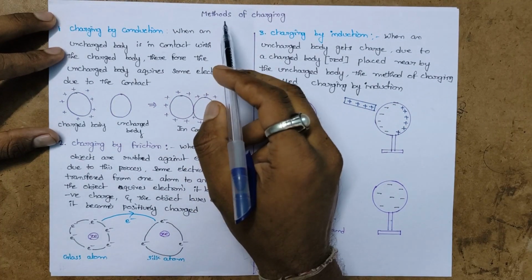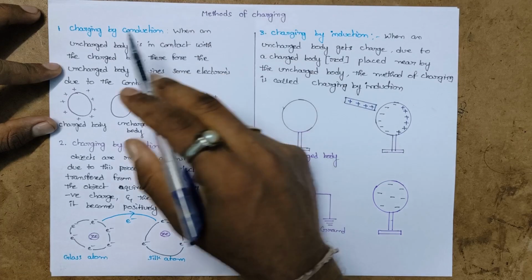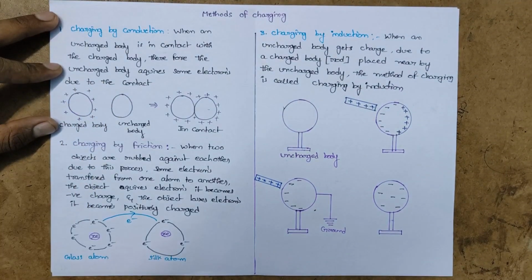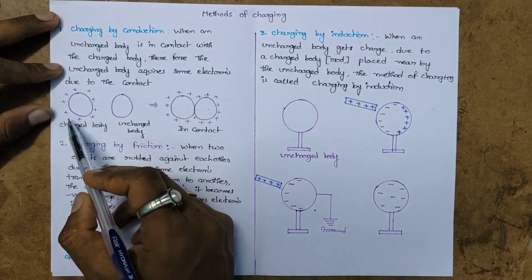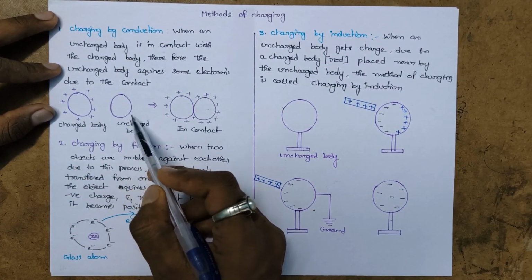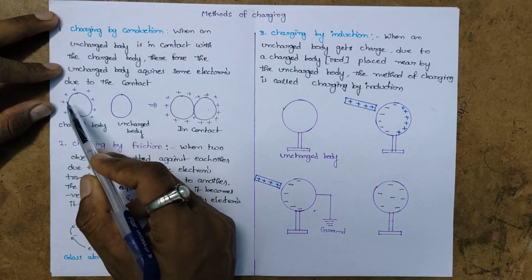Right. So welcome to electric charges and fields part 2, methods of charging. There are three methods. The first one is charging by conduction. Look here: I have a charged body and there is another uncharged body. This charged body has positive charge.